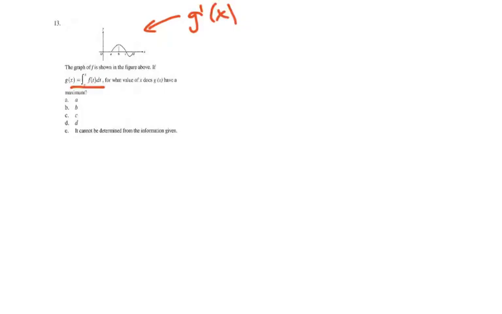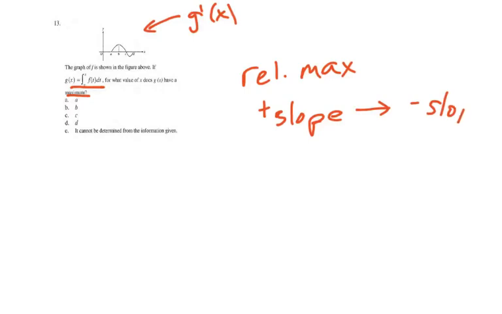So if I want to know where I have a maximum, they're talking about a relative max. And again, your relative max is where you go from having a positive slope to a negative slope.